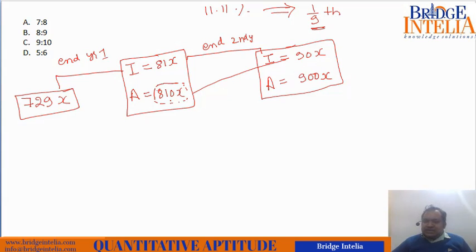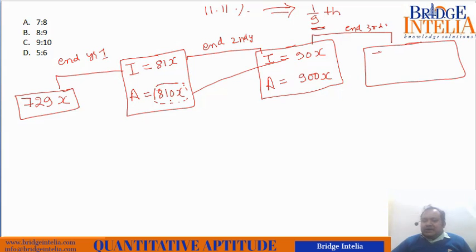So this is the updated amount. What will happen at the end of third year? Again, it's time to pay interest. So the bank will say that currently there is this much money in your account. I will pay 1/9 of it. So 1/9 of 900x is equal to 100x, because of which my updated account will be 900x plus 100x. So that is equal to 1000x.